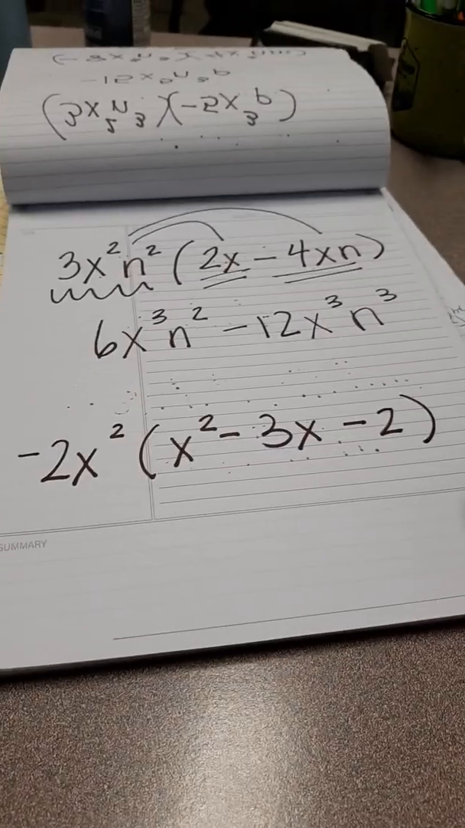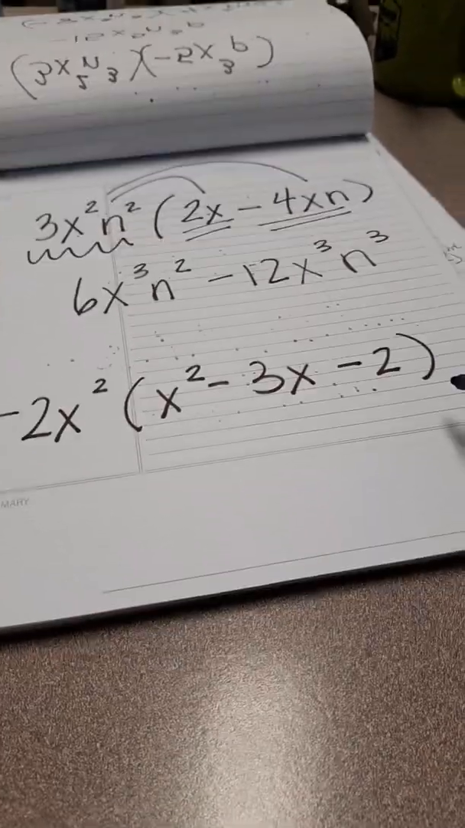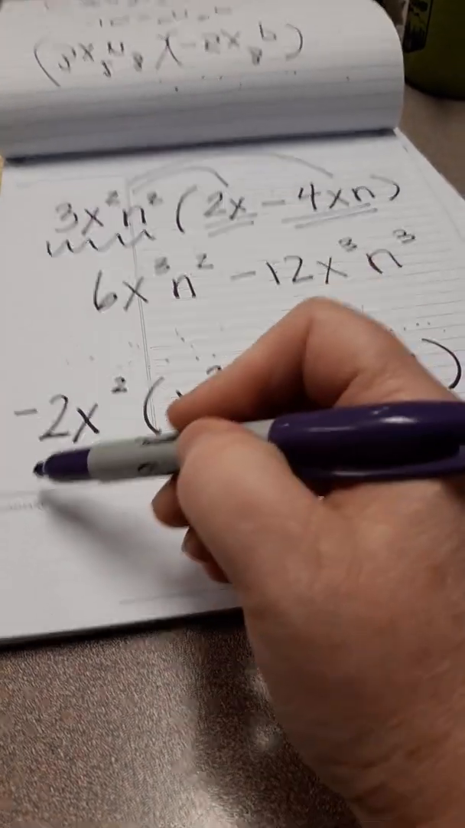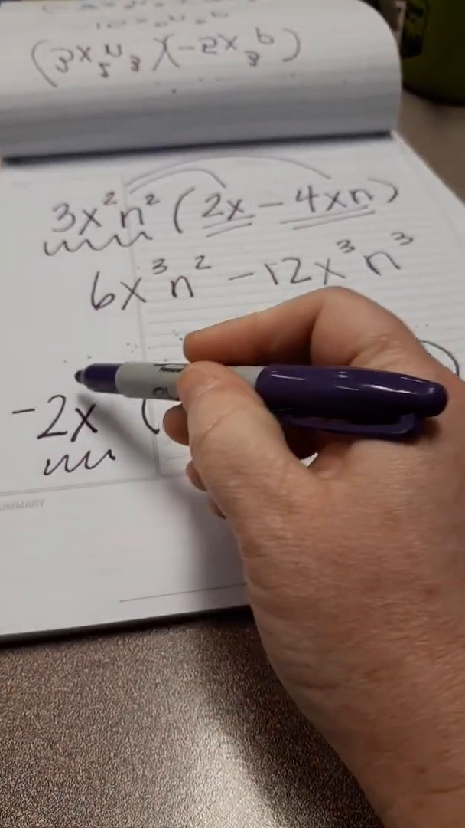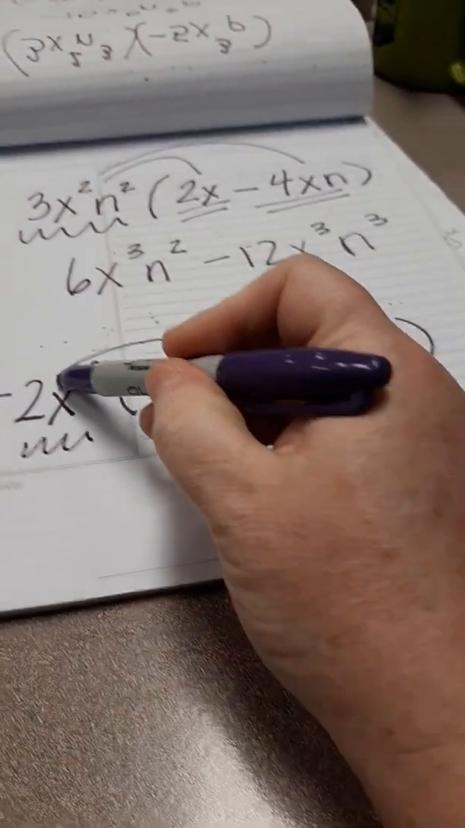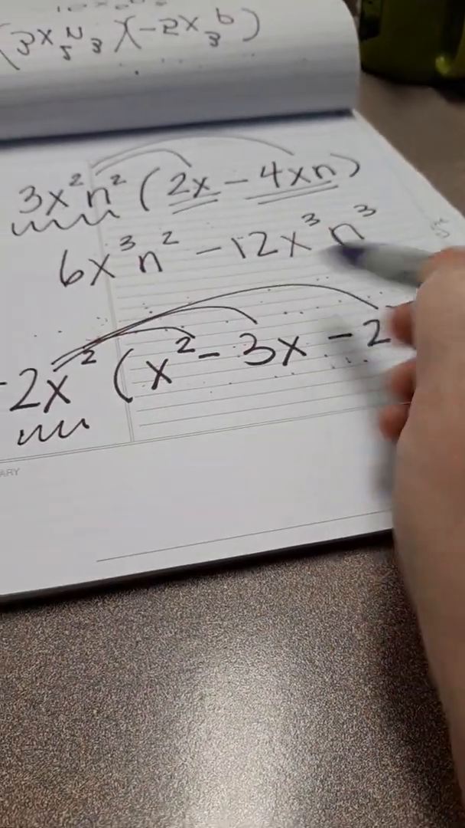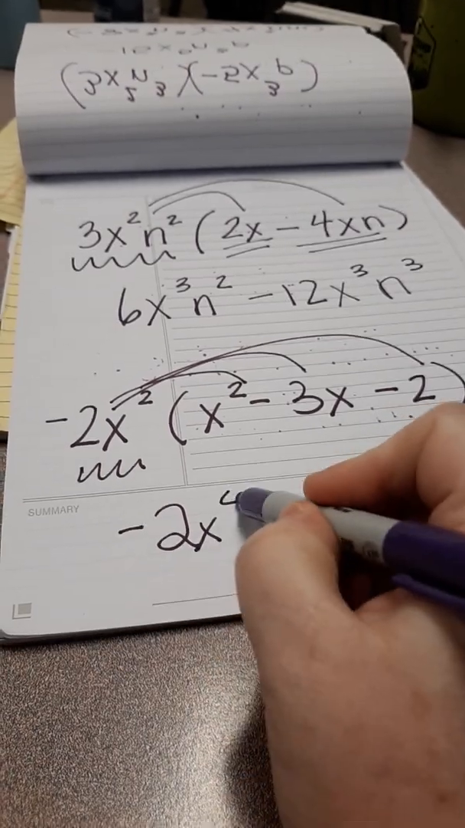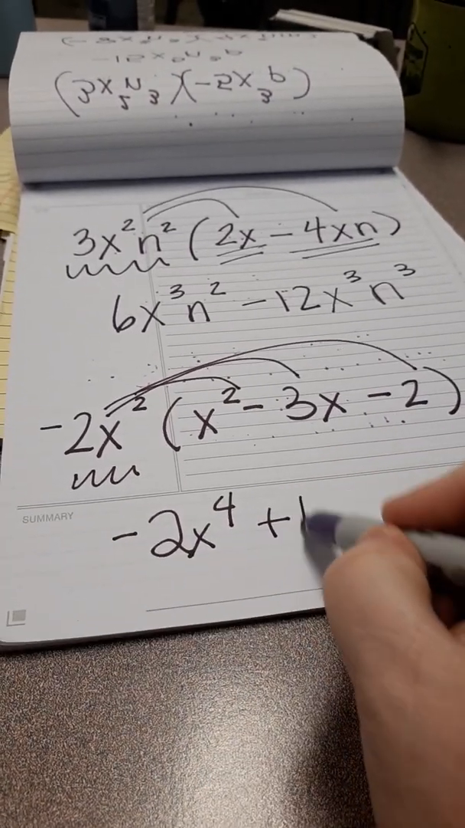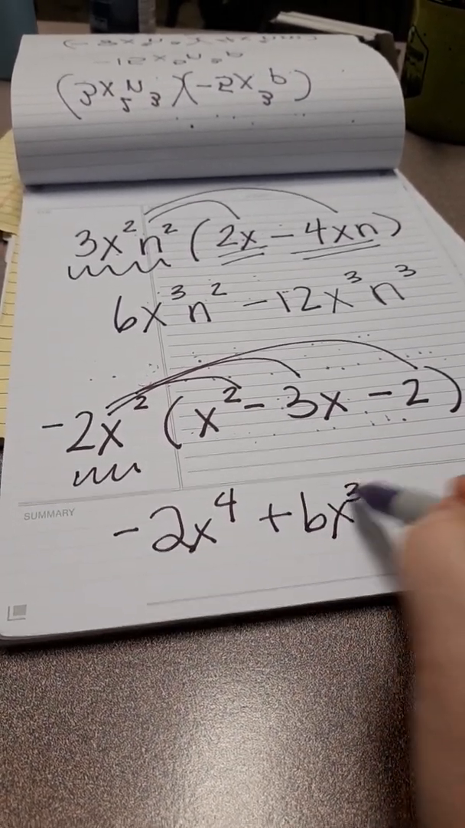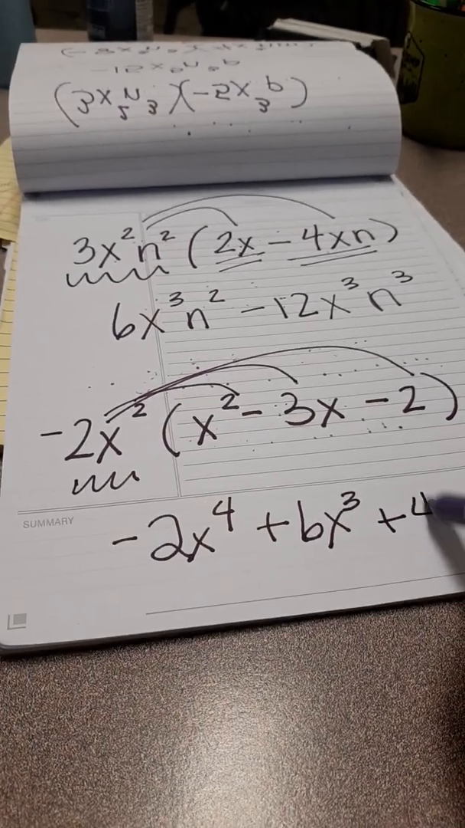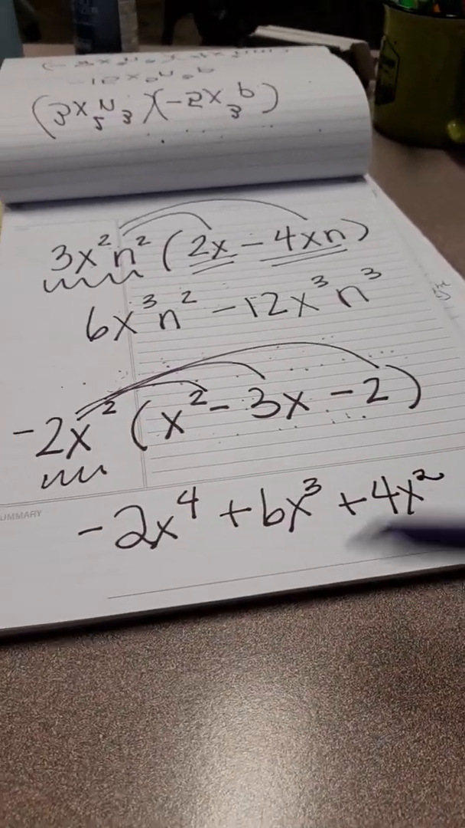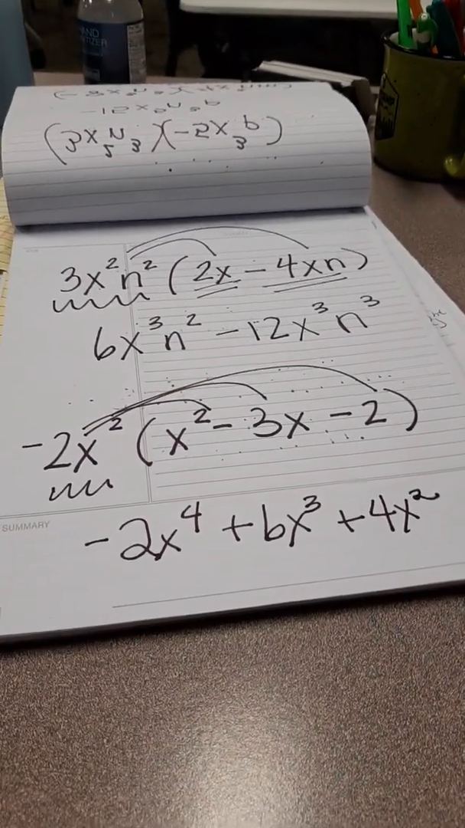something like that, well, it doesn't matter how many things are in here, okay? It's a trinomial here. It doesn't matter. You're still distributing this onto this, then this onto this, then this onto this. So your answer is going to be negative 2x to the 4th plus 6x to the 3rd plus 4x squared. Okay, none of those are like terms, so that just would be your answer, like it is.